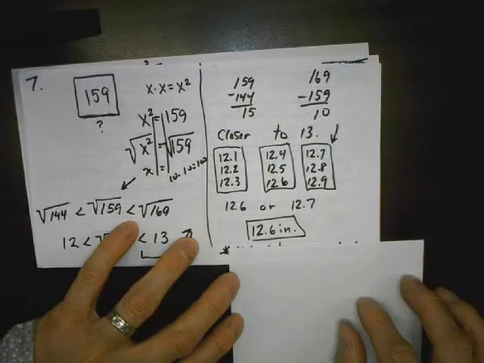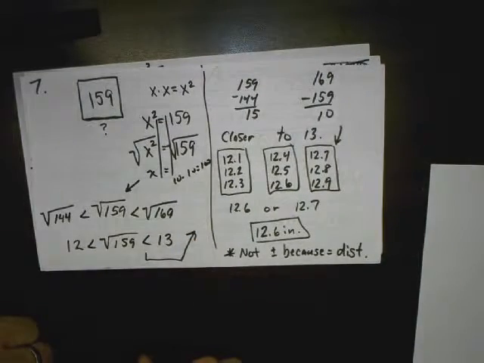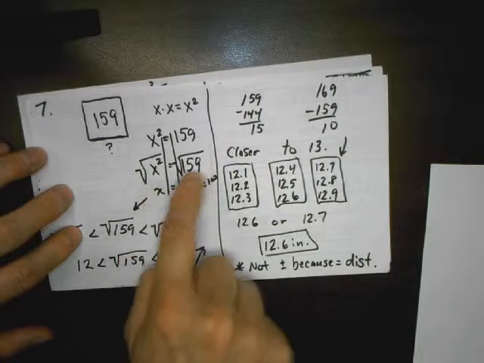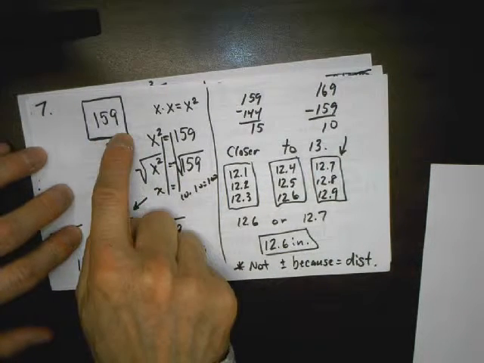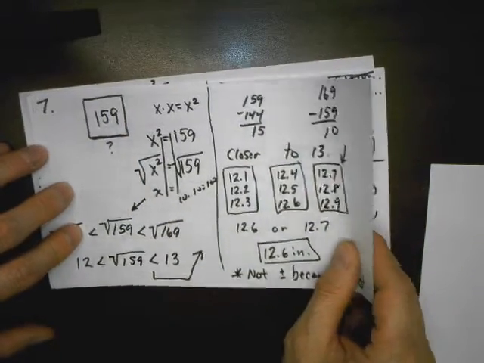And once you get in the ballpark, there's going to be one answer that works. So we wouldn't use a negative answer for this one, because even though this has two answers, positive and negative, it's a distance. So since it's a distance, we only use the principal or positive square root for this answer.